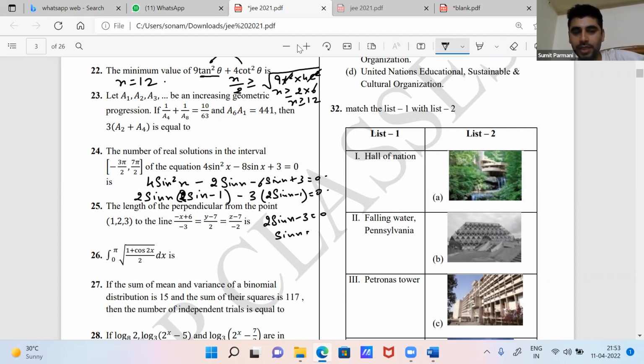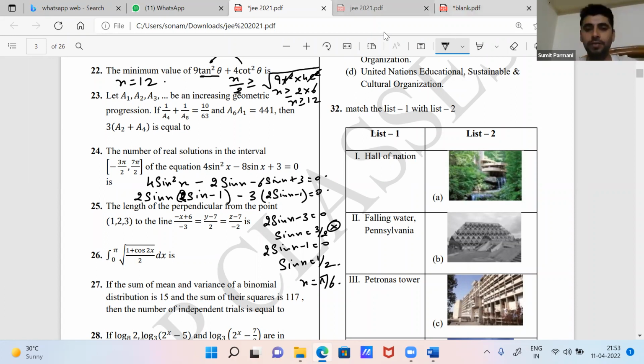From here we have sine x is equals to 3 by 2, which will be neglected because sine x cannot be greater than 1. From second we have 2 sine x minus 1 is equals to 0. So we have sine x is equals to 1 by 2. Sine x is equals to 1 by 2 means x should be of the form pi by 6.